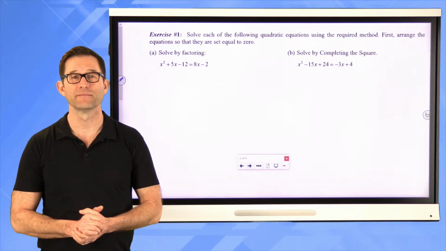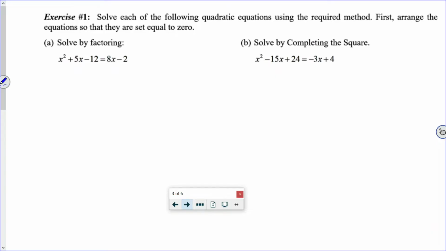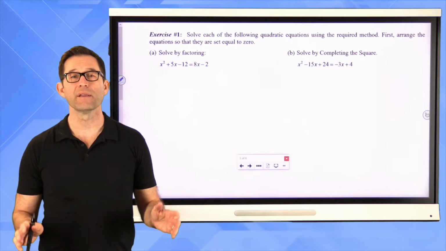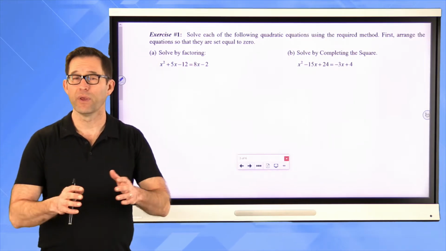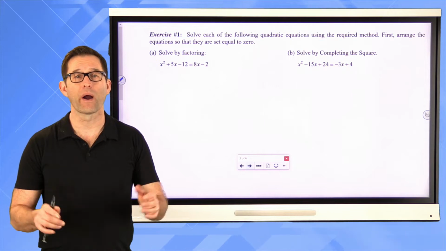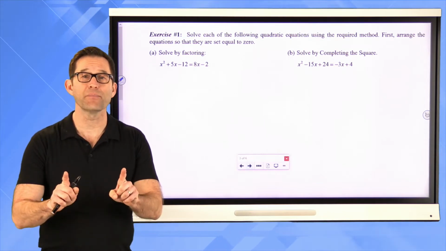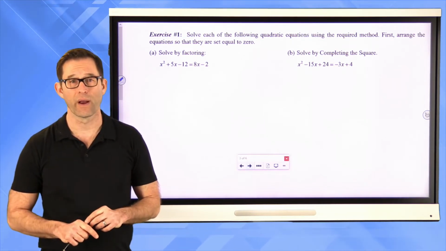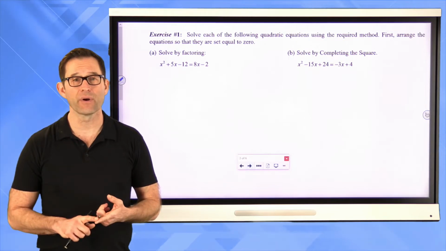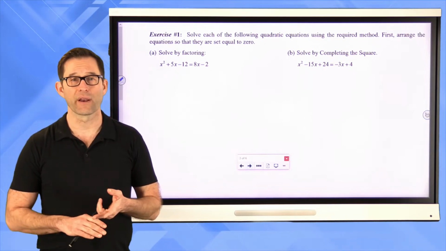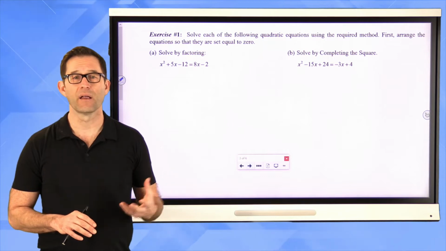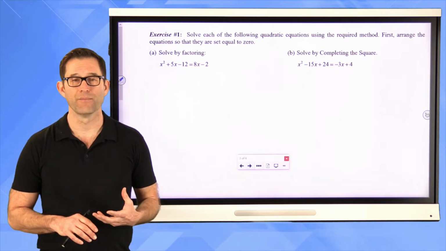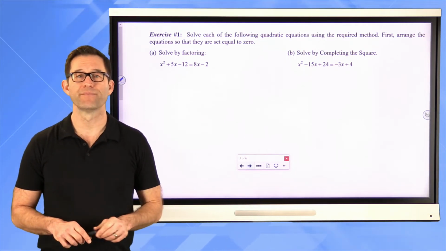Exercise number 1. Solve each of the following quadratic equations using the required method. First, arrange the equations so they are set equal to 0. Basically every method that we use to solve a quadratic equation requires it to be set equal to 0 except for completing the square. But certainly factoring, using the quadratic formula, even using technology, it's helpful for it to be equal to 0.